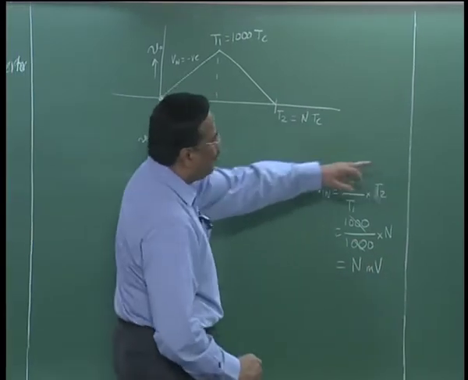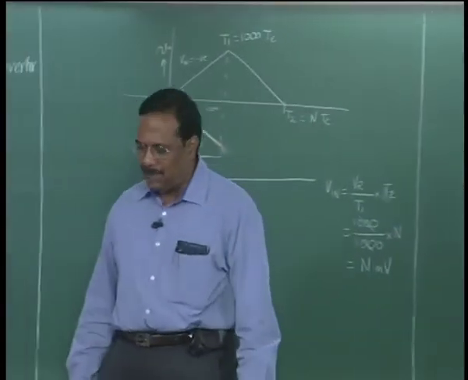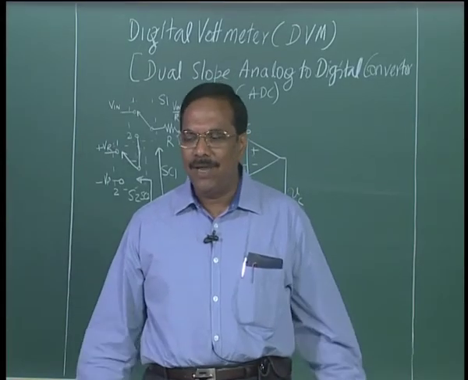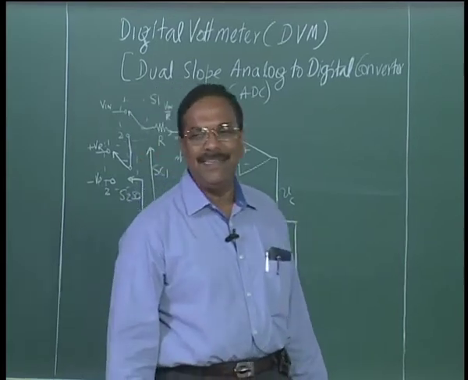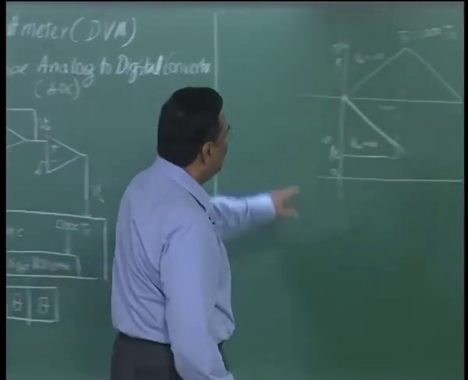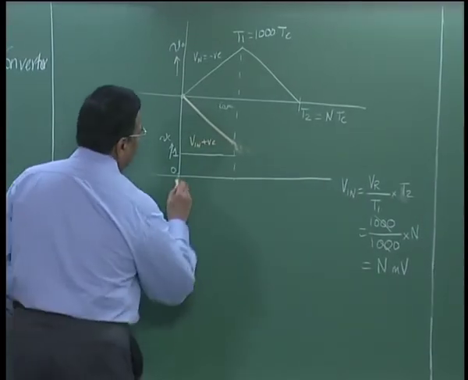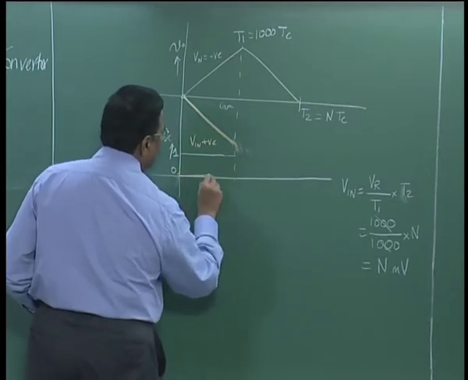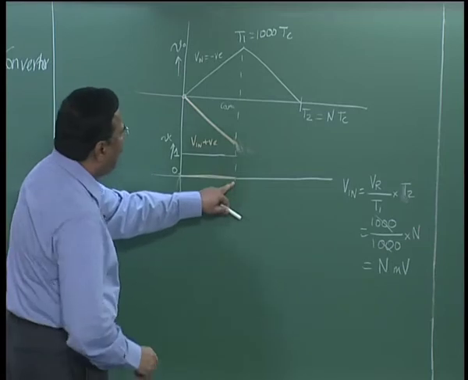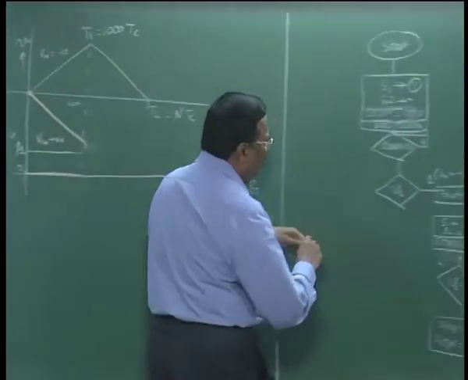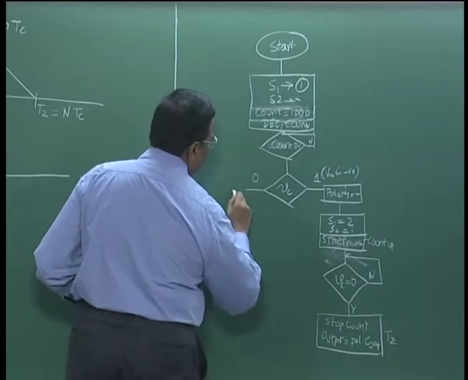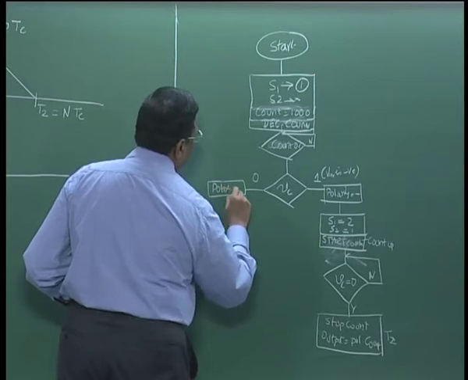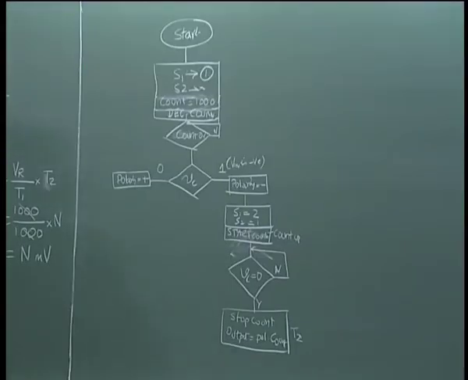Of course, polarity comes from this decision at the end of T1, whether my comparator output is 1 or 0 decides the polarity. If the comparator output is 1, polarity is negative. If the comparator output is 0, which means V in is positive, my comparator output would be 0, right, up till this point. So, at time T1 the comparator output would be 0. So, first thing is we take polarity is equal to positive, because I know V in is positive, right.